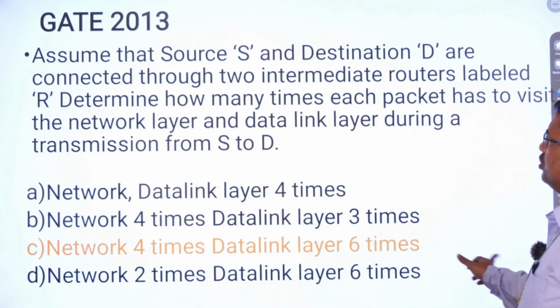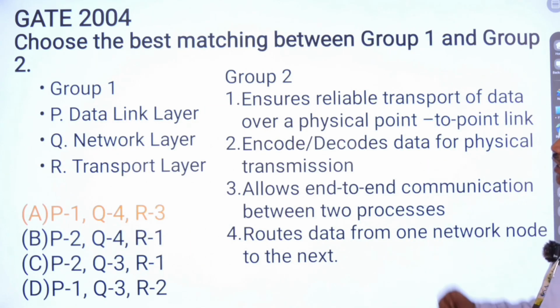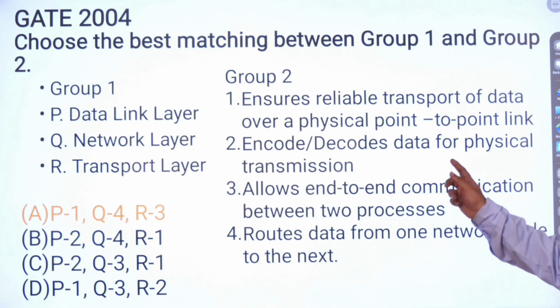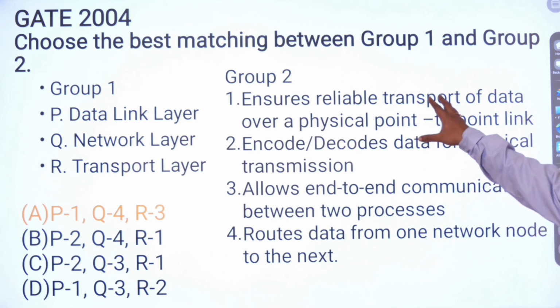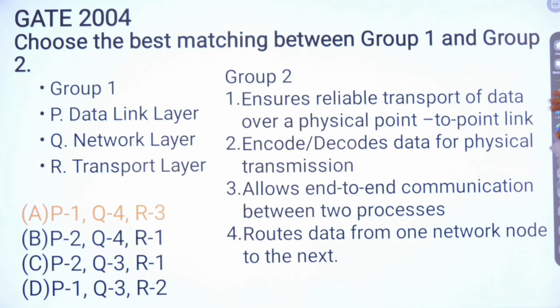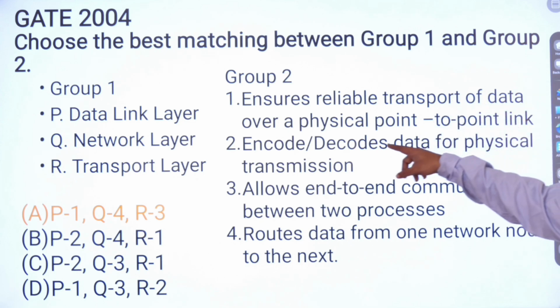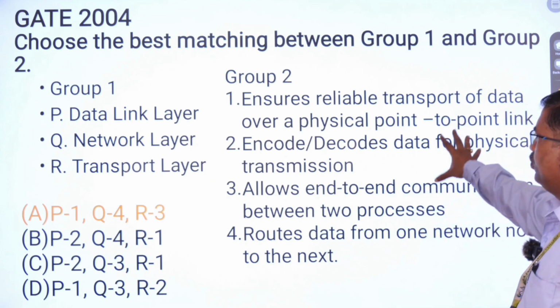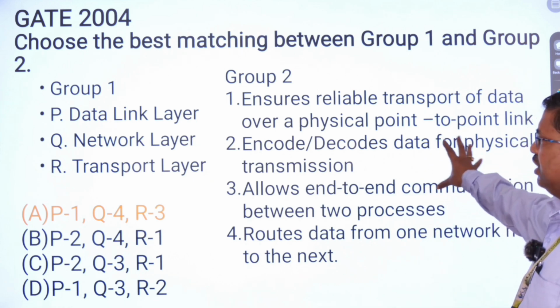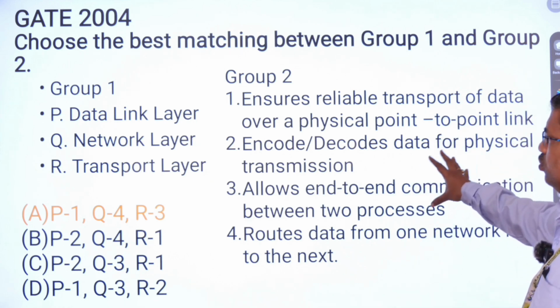Next, we will move on to the next question. This question came in GATE 2004. What is the question here? Choose the best matching between group 1 and group 2. In group 1, they have listed data link layer, network layer, transport layer. In group 2, they have mentioned some of the functionalities. We need to match these 2 groups.